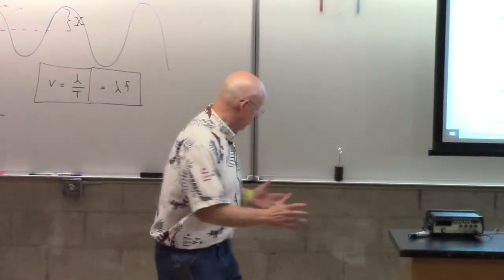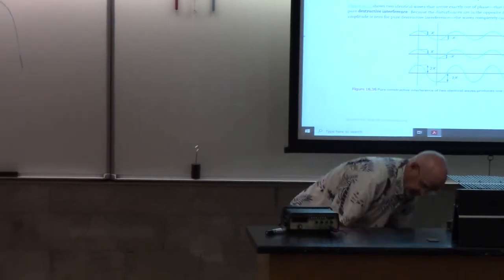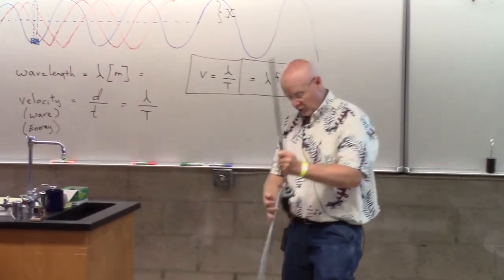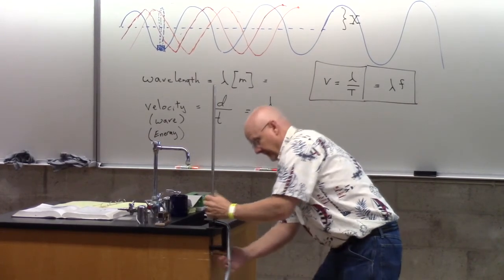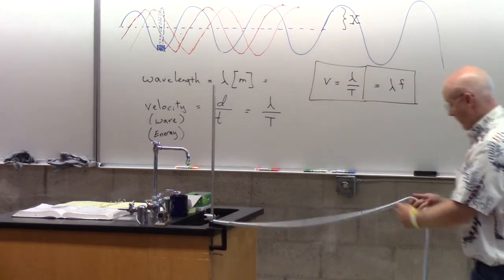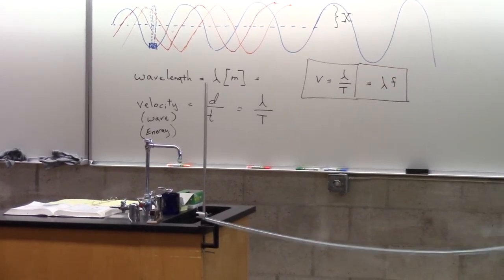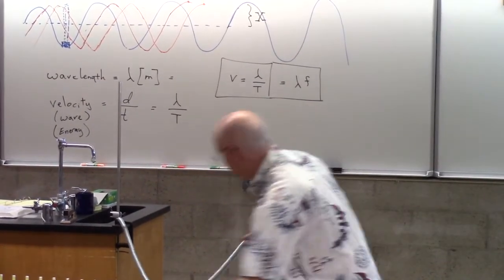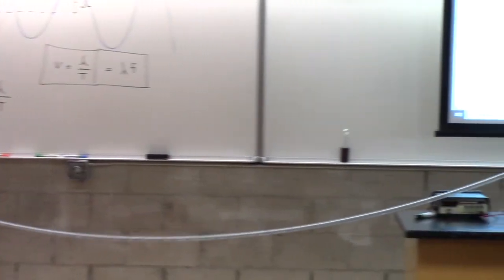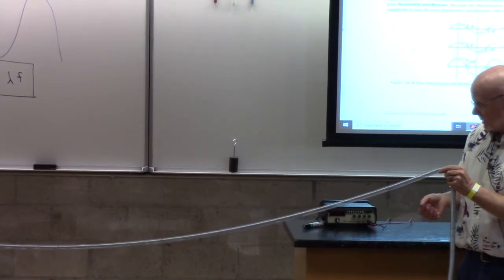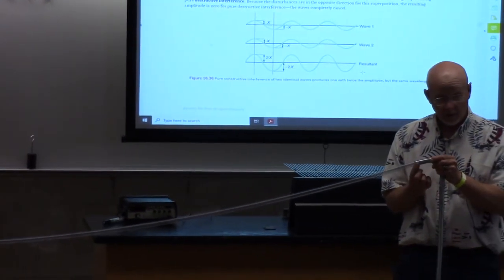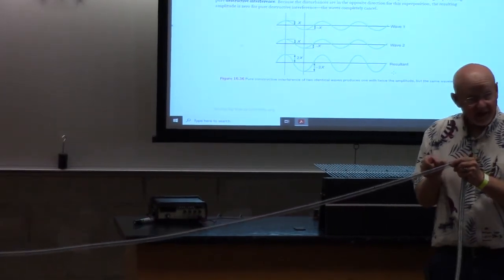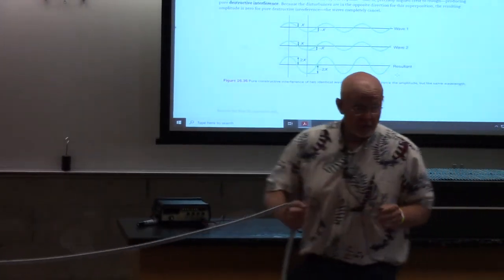I like to do this long spring one to show longitudinal ones also, because I could do something. Take this spring, and let me keep the tension kind of low. Otherwise, the speed will be so fast. And let's see if I can get it to stop shaking. But if I take this spring and I compress it a little bit, and then let it go, can you see how that compression pushes the next, pushes the next, pushes the next? And hopefully in your mind it looks a lot like that.